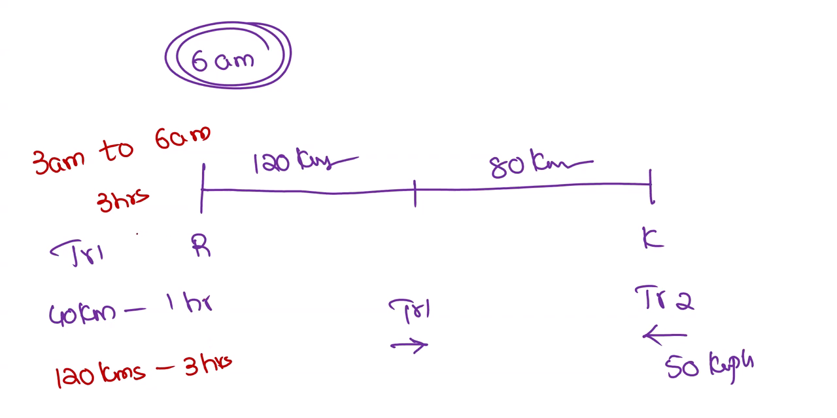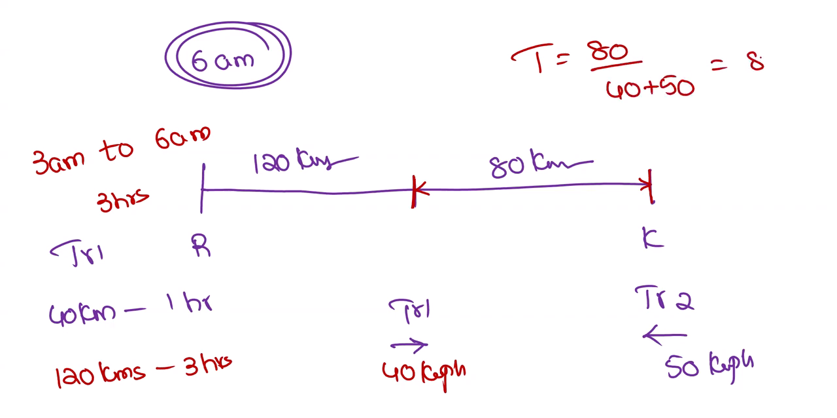So 120 done. Now the remaining is 80. Now both are moving in opposite directions. Time is distance by speed. 80 upon 40 plus 50, 90. That is 8 by 9th of an hour.